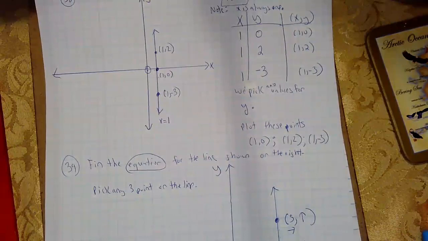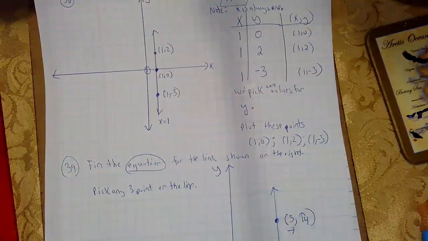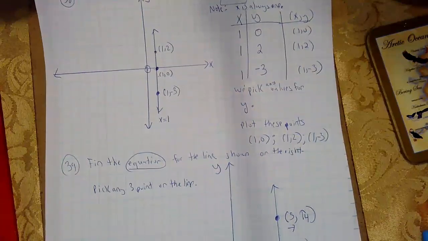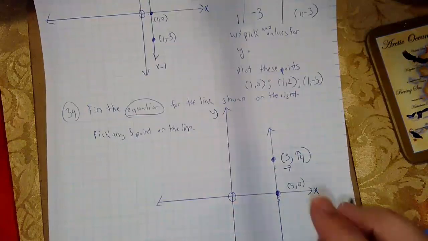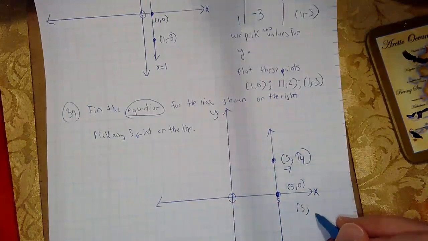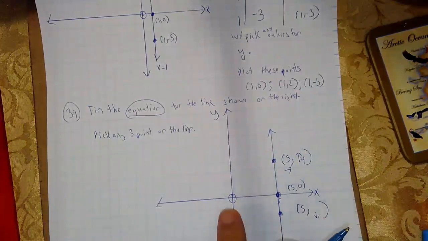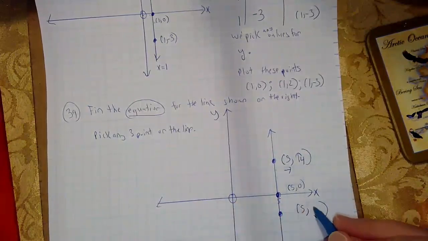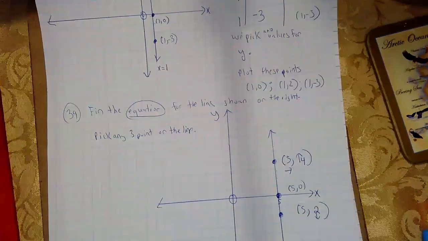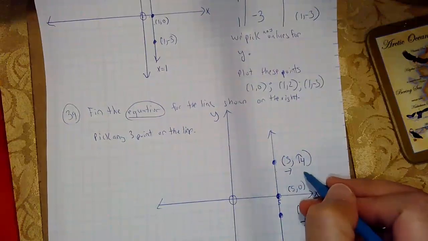That would be 5, and then we want to go up how many? 1, 2, 3, 4. So up 4. So to the right 5, and then up 4. And then this one again, we're going to the right 5, but then look, we're going to go downwards. I'll put the point here. So I go to the right 5 and I go down 2. This one went to the right and you went up.